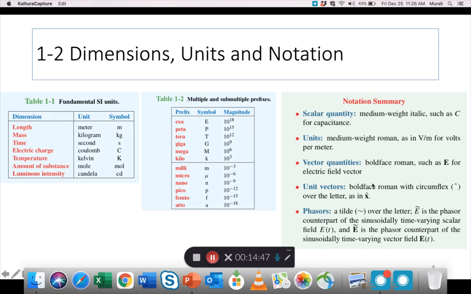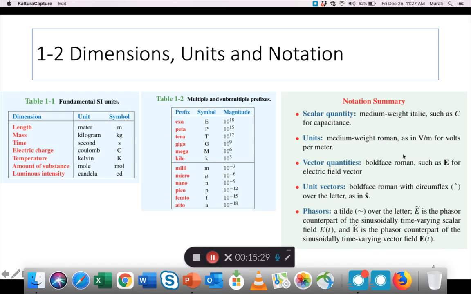And then this last section on the right side is probably mostly familiar to you, but we should also see how in this textbook, in this course, anything is different from what we have learned. If so, we should become aware of it. So for scalar quantities, he uses this notation where, for example, C for capacitance is written like this. Units are written like this, for example, volts per meter.